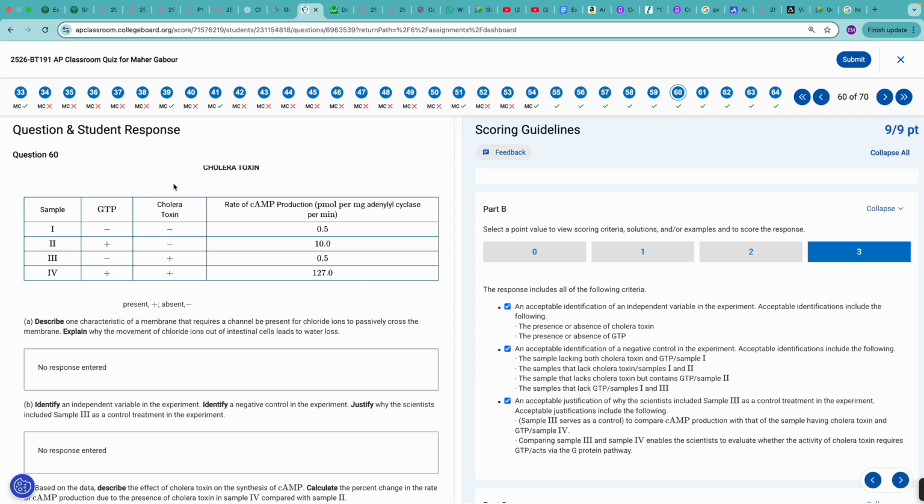But just in case, because they have it in the marking scheme here, make sure that you write the one that's lacking GTP, the one that's lacking cholera. Sorry, the one that's lacking GTP is I and III. And the one that's lacking both GTP and cholera is I. So you can choose any one of those and go. Here's the marking scheme. Just choose one of these. Okay.